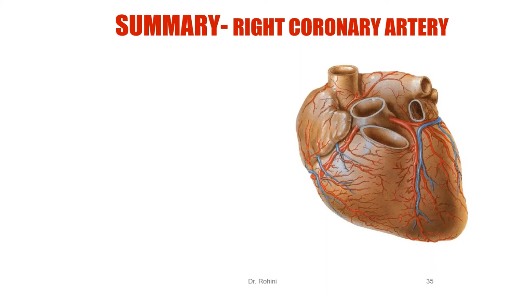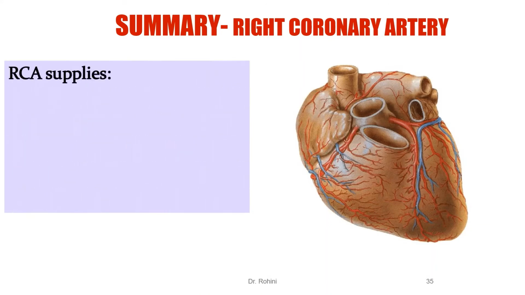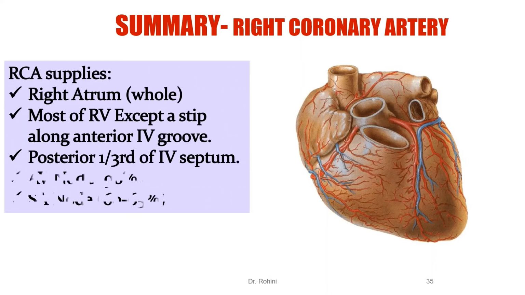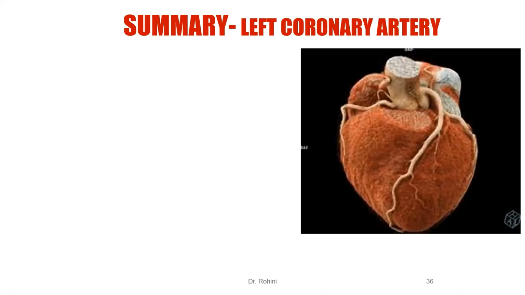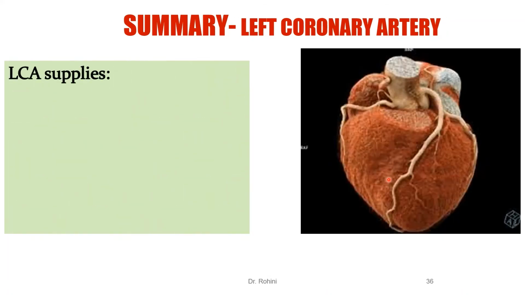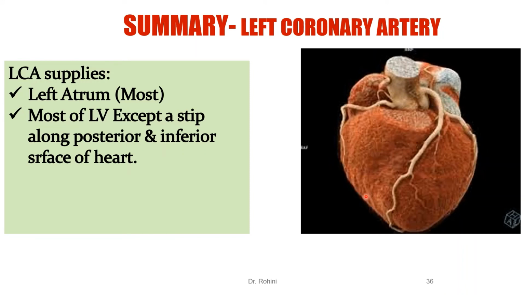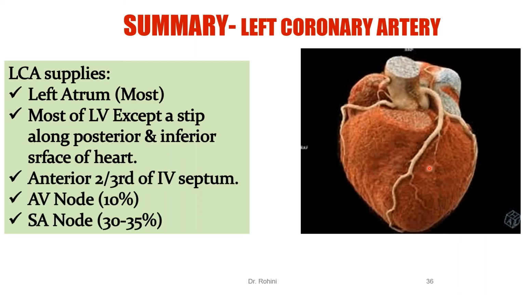Sorry, the AV node in 90% of cases and the SA node in 60 to 65% of cases, right? The left coronary artery supplies most of the left atrium, most of the left ventricle except a strip along the posterior and inferior surface of the heart, the anterior 2/3 of the interventricular septum, and the AV node and SA node in cases of variation, if they are not supplied by the right coronary artery.